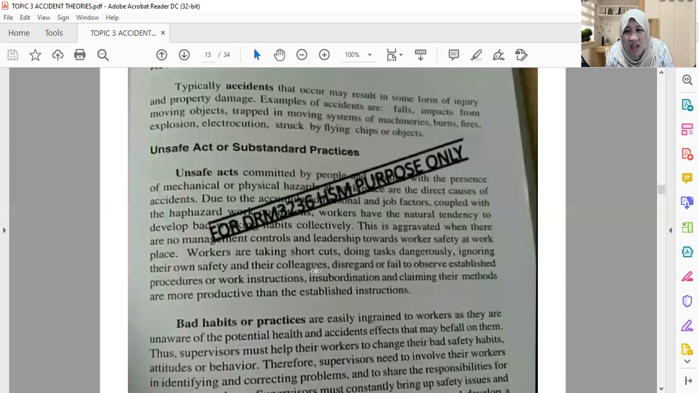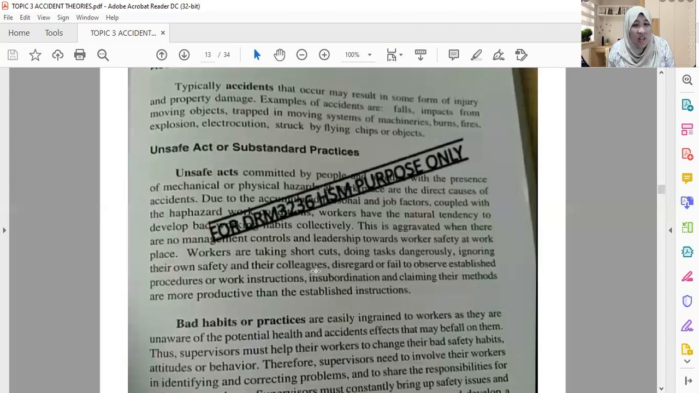Whereas somehow they influence the colleagues to not use it. So if you don't want to use PPE, don't insult others. Don't influence others. You tak nak guna tapi you pengaruh orang lain untuk tak guna. Tak payah gunalah skema. So that is not the right thing to say. And what else? Okay. Disregard or fail to observe established procedures or work instructions, and then insubordination and claiming their methods are more productive.